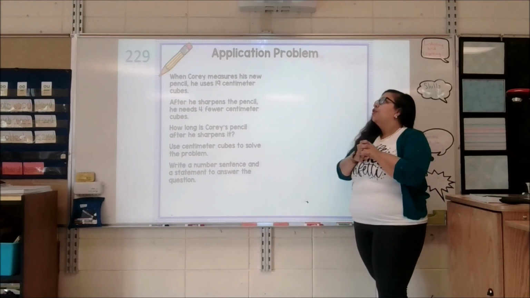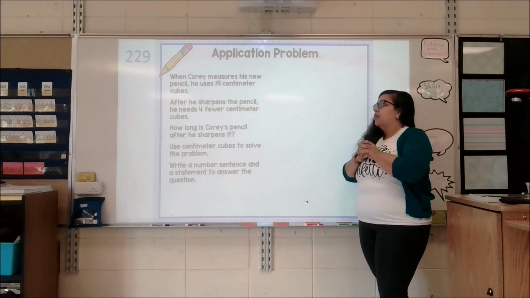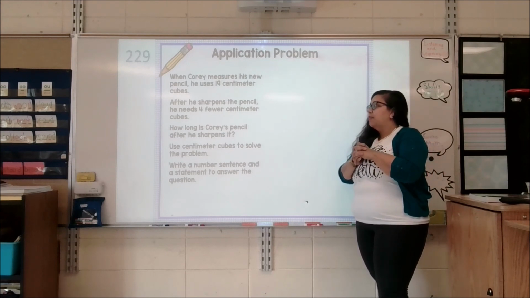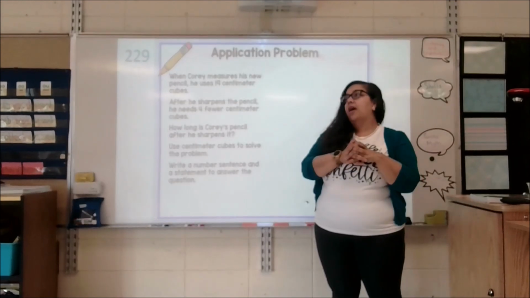It reads, when Corey measures his new pencil, he uses 19 centimeter cubes. After he sharpens the pencil, he needs 4 fewer centimeter cubes. How long is Corey's pencil after he sharpens it? You can use your centimeter cubes to solve the problem and help you with that.